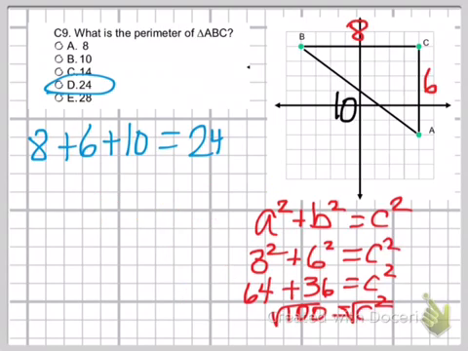Number 9. What is the perimeter of triangle ABC? Well, I counted my distance from B to C and got 8. I counted my vertical distance, C to A, and got 6. And since it was a right triangle, I used the Pythagorean theorem to find that c squared equals 100, so c equals 10. So the hypotenuse of my right triangle was 10. And to find the perimeter, you just add all 3 sides together. So that's why the answer is D, 24.